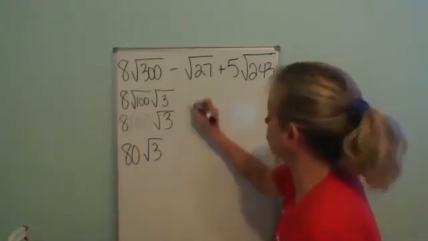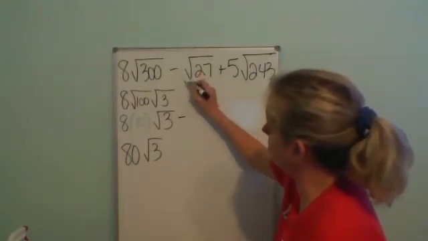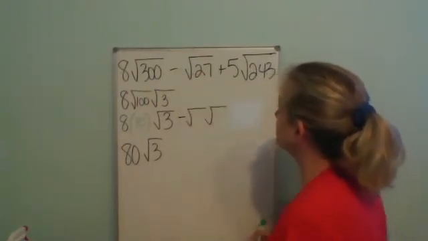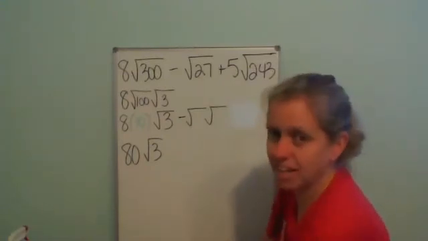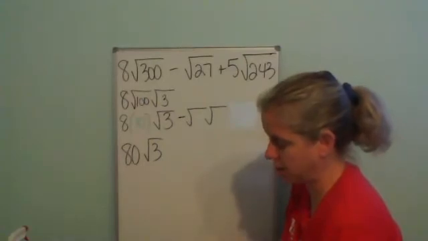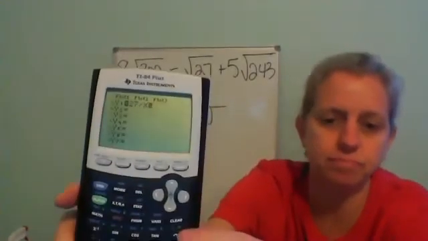Now, let's look at this next one. Minus, since there's no number in front of here, I don't need to bring anything down in front of that. So let's see, the square root of 27. I'm trying to break apart a 27. So go back to your y equals, clear it out. 27 divided by x is what I'm trying to find.